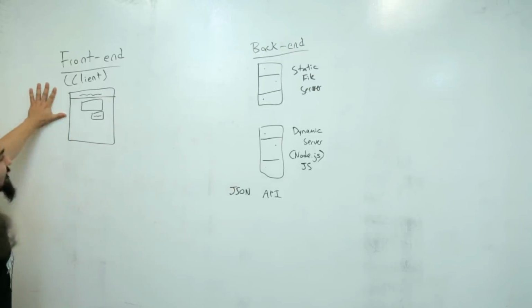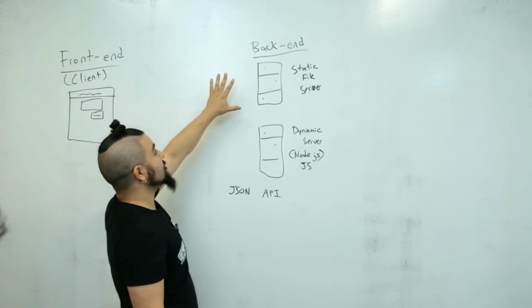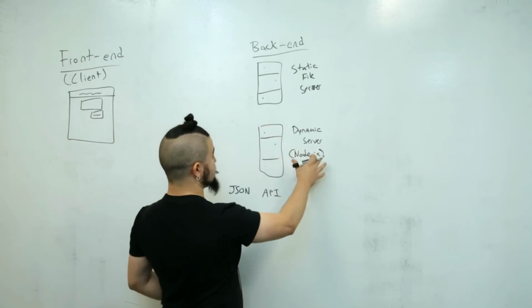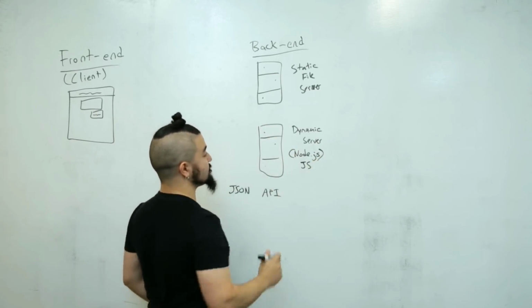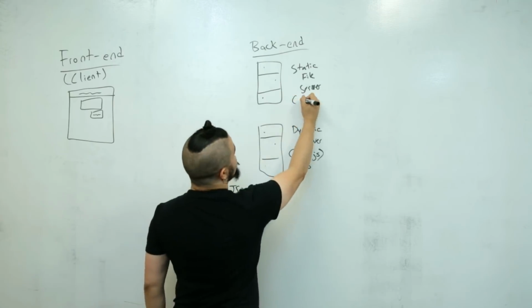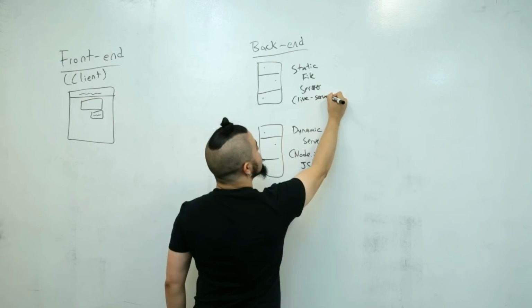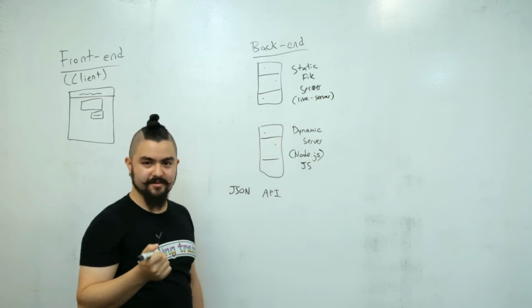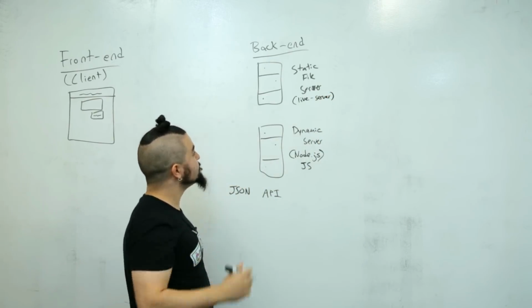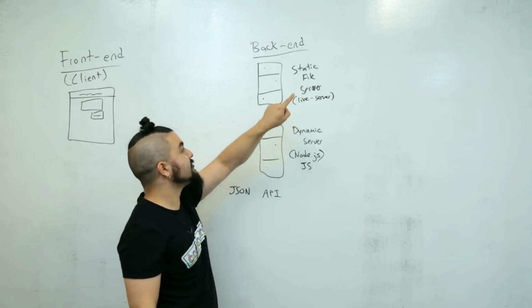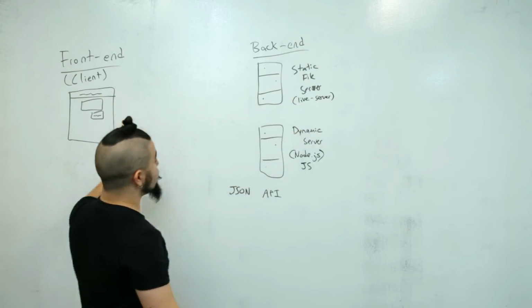Cool, so we have the client, that's the front end. We have the back end, so we'll call this the dynamic server. This is where Node.js will be running. For our static file server, we're gonna be using something called live server. I believe Dan set up this the other day on your setup stream. So he shows how you can install that. I'm just going to be using it to serve up our client.